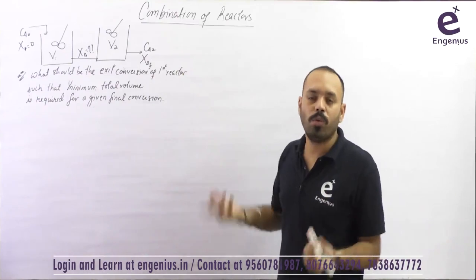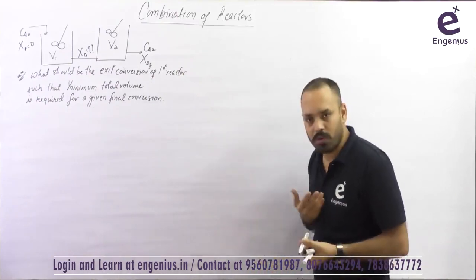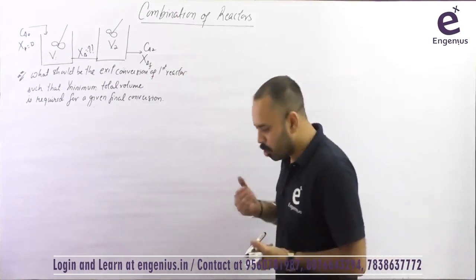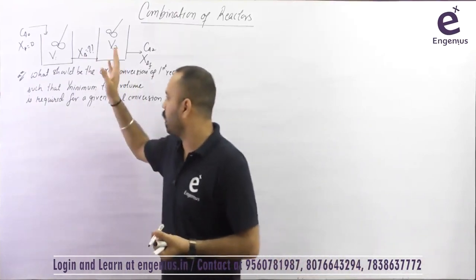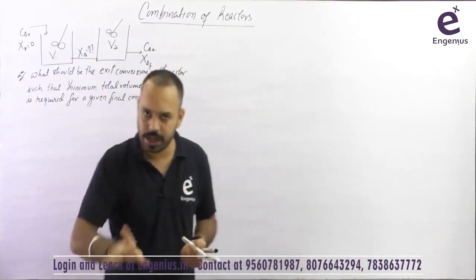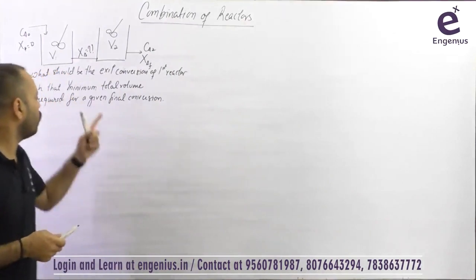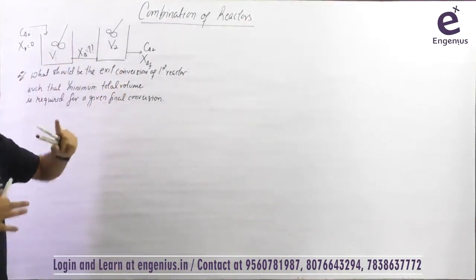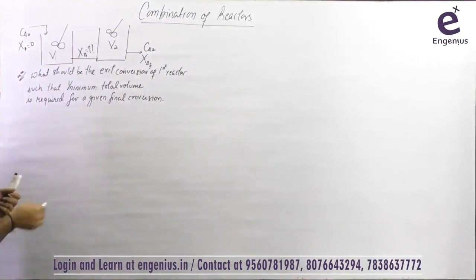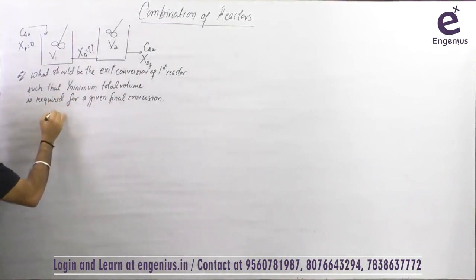It means I don't know the volume of the first reactor, because if I know volume, then I know conversion. So what should be the volume, or what should be the conversion at the exit of first reactor such that the total volume V1 and V2 is minimized? That is the question, right? For a given final conversion. So how to represent this?